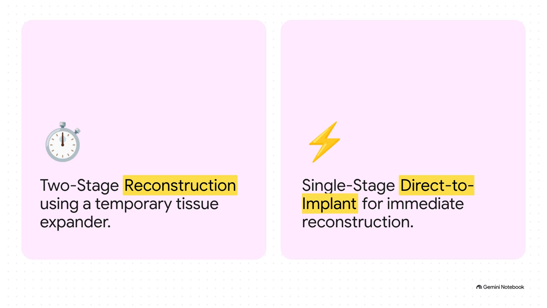Clinically speaking, there are two distinct surgical pathways we're dealing with here. On one hand, we have a two-stage reconstruction. This is where the surgeon places a temporary tissue expander, gradually expands it over time, and then follows it up with an exchange surgery at a later date. On the other hand, we have an immediate, single-stage, direct-to-implant reconstruction. Recognizing exactly which clinical pathway your surgeon took is always step number one for accurate coding.